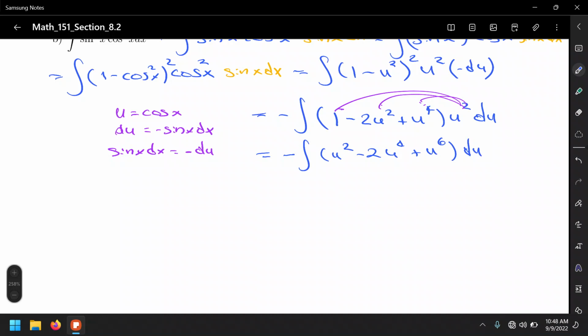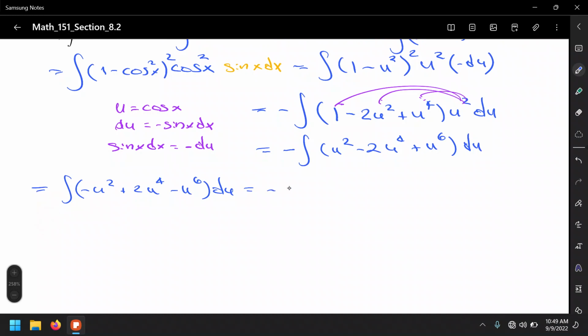And well, at this point we can use that negative sign to change the sign of everything. That way we don't get any issues with changing them at the end. So that's the integral of negative u squared plus 2u to the fourth minus u to the sixth du. And in this case we can just integrate the polynomial. That's negative u cubed over 3 plus 2u to the 5th over 5 minus u to the 7th over 7 plus c.